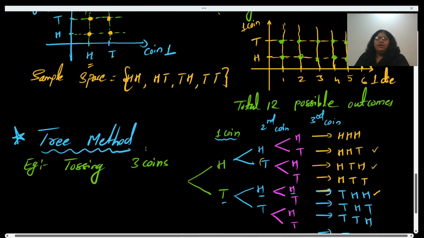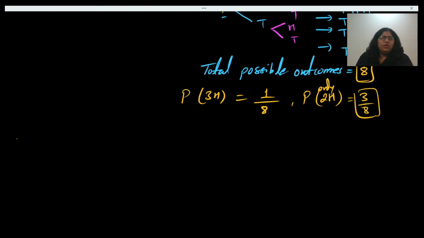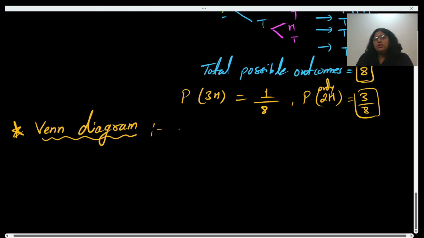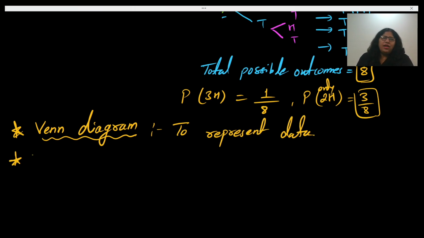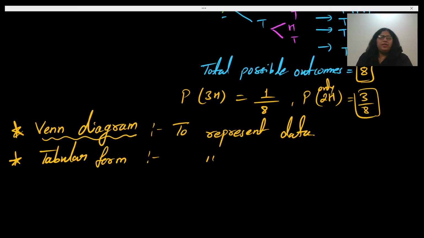Other than the listing method, grid method and tree method, you will see the Venn diagram used to represent data. Or sometimes they use a tabular form, which you see in conditional probability. Generally, a tabular form will be there to represent the data.